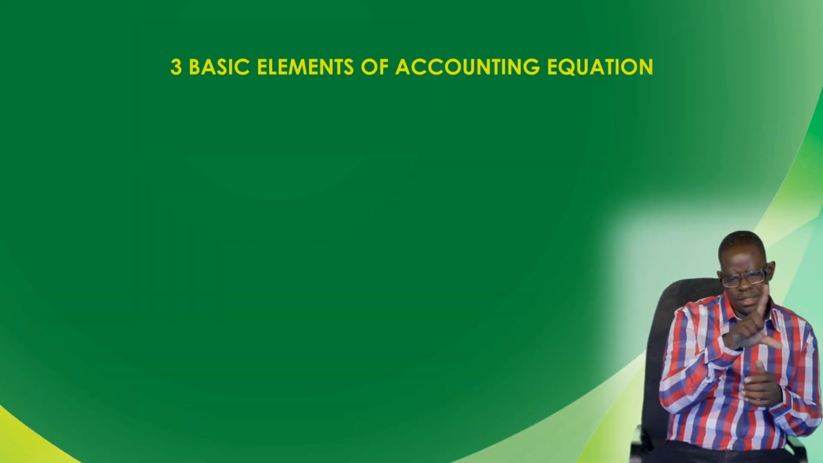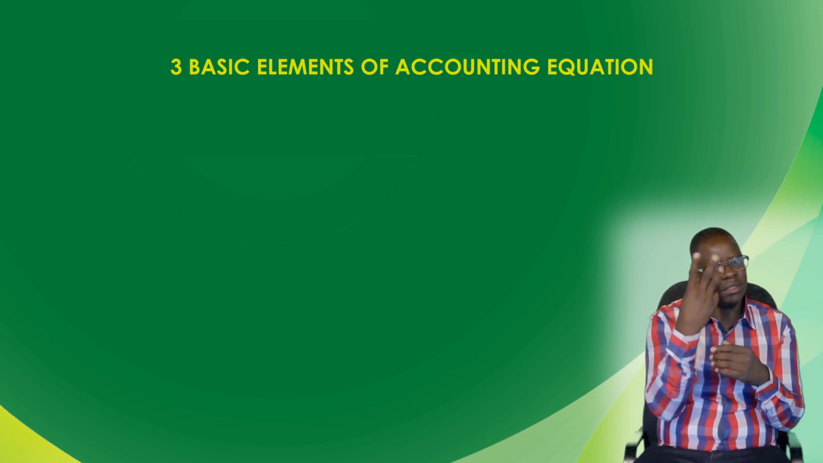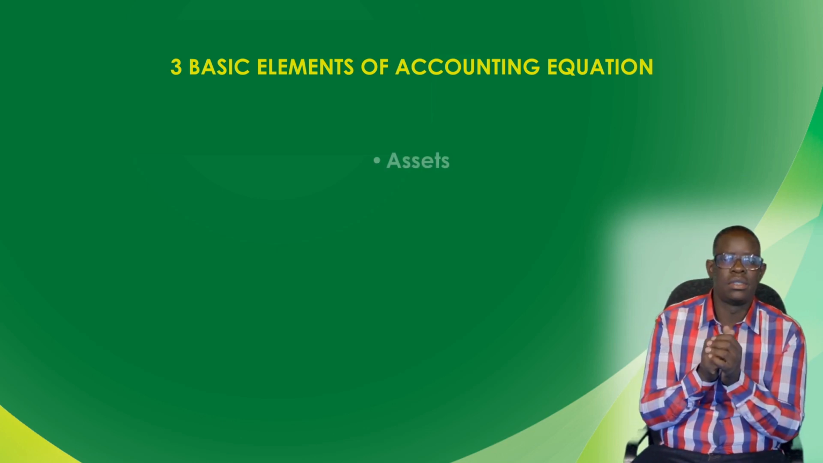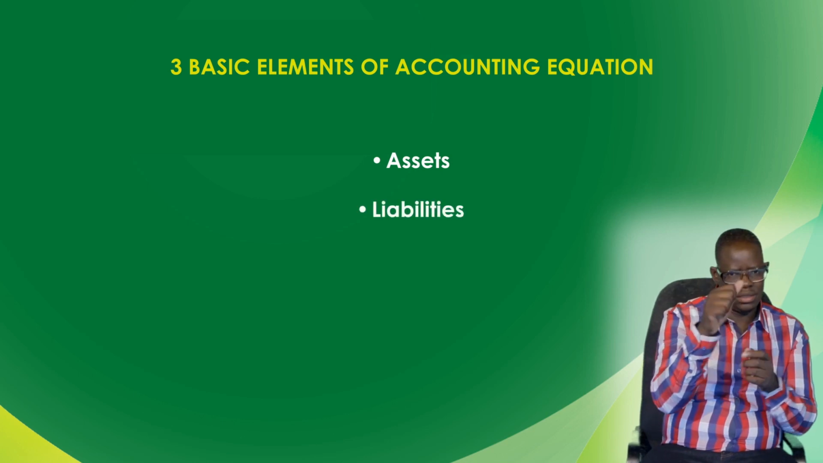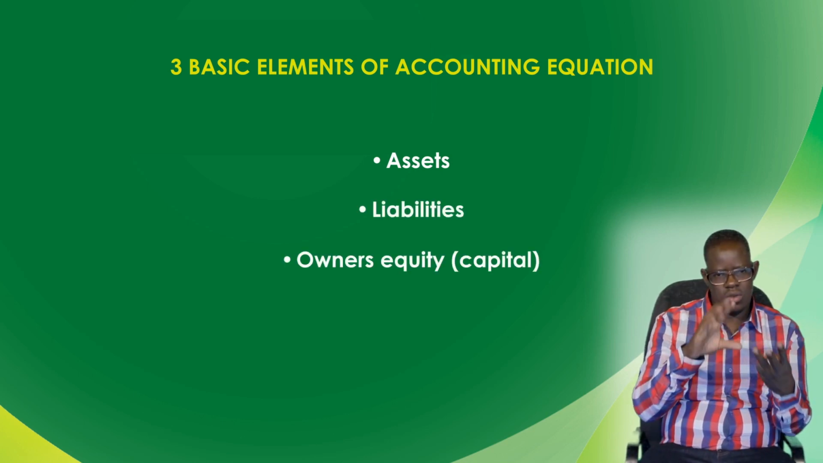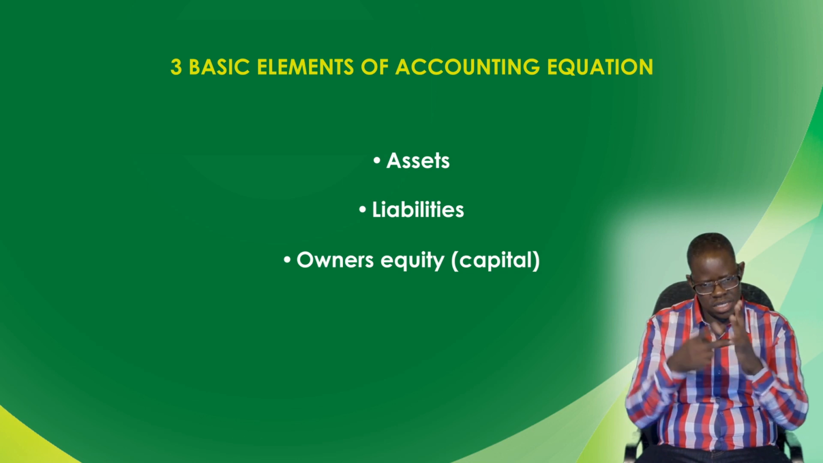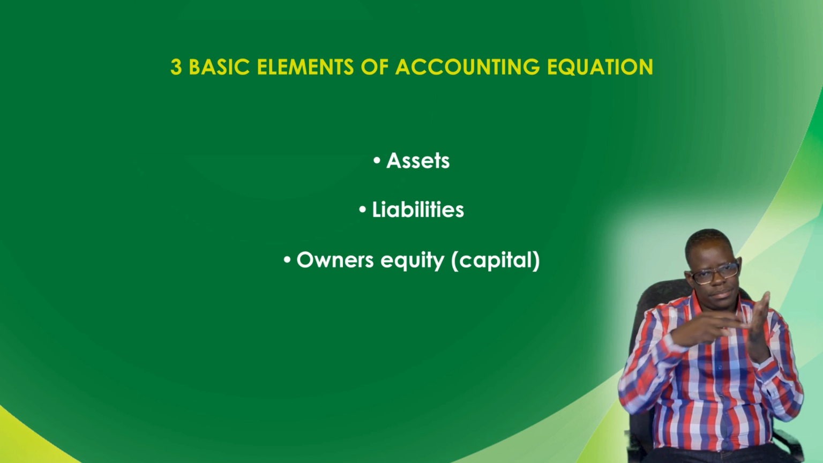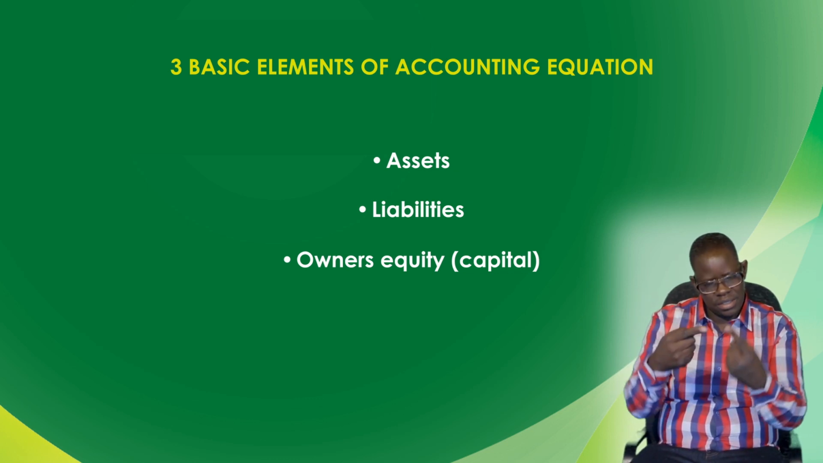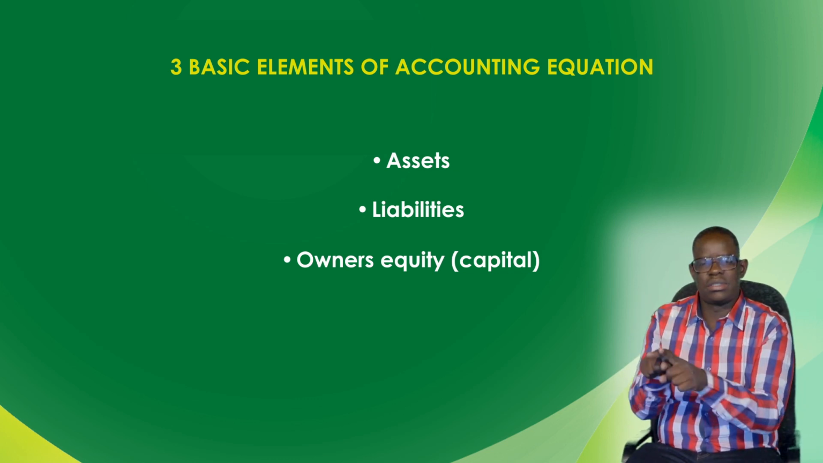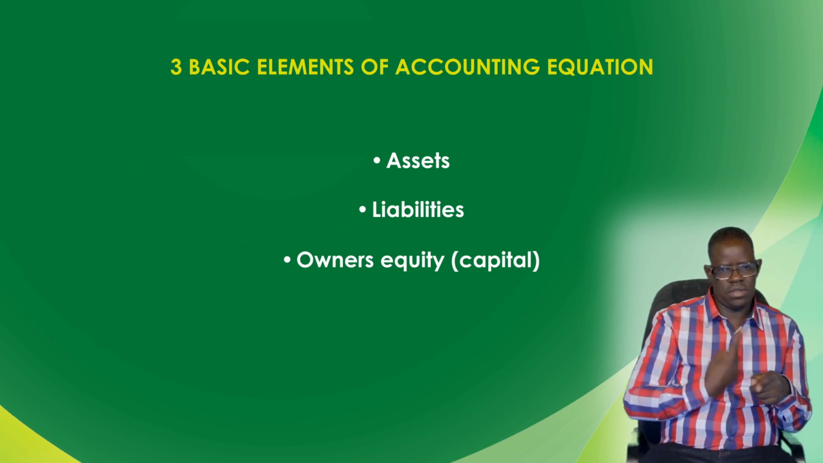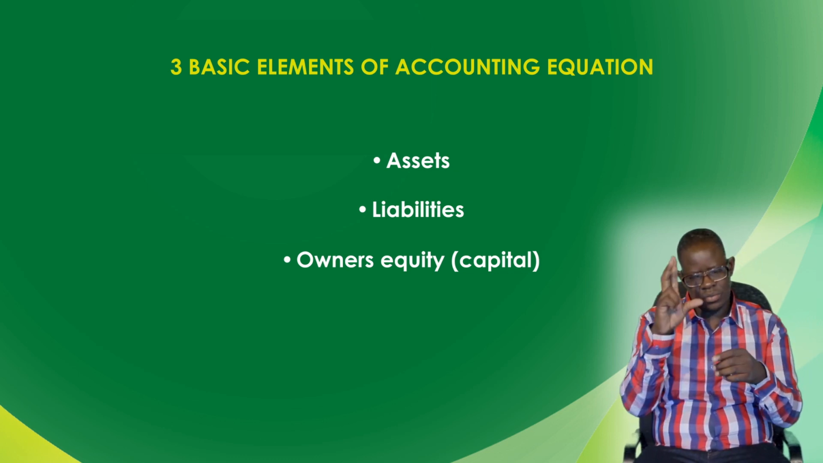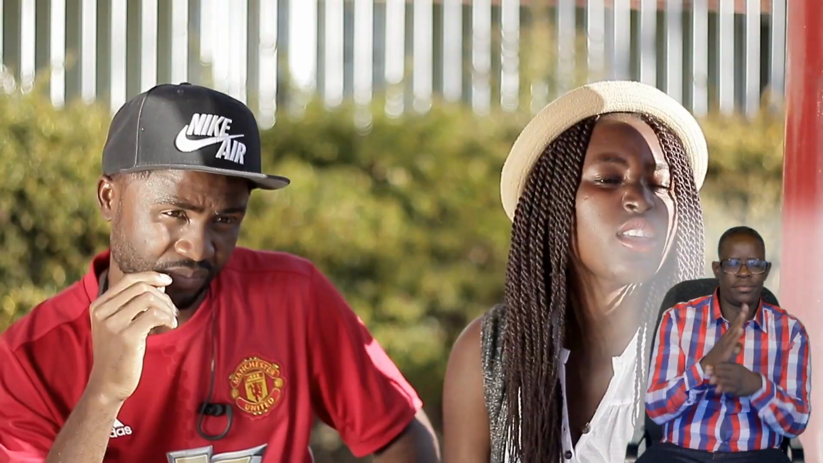Okay. But now, what are the elements of accounting equation? The three basic elements of accounting equation are assets, liabilities, and owner's equity, which is capital. The assets represent the things of value that a business owns. The liabilities are the claims of the creditors against those assets. The owner's equity, which is capital, is the claim of the owner against those assets. Can you please give some more examples to bring more clarity?